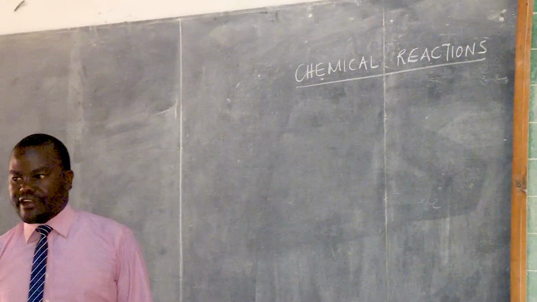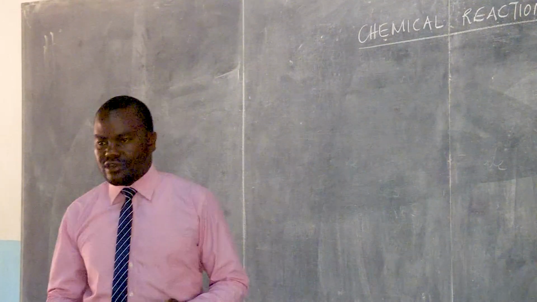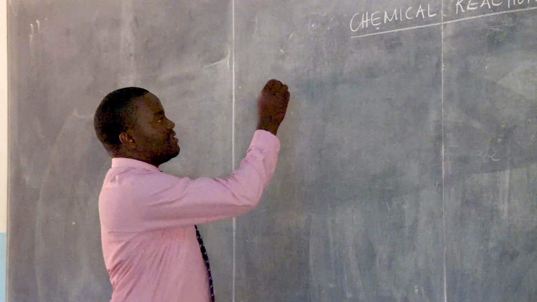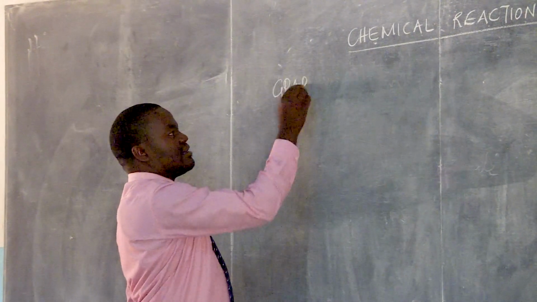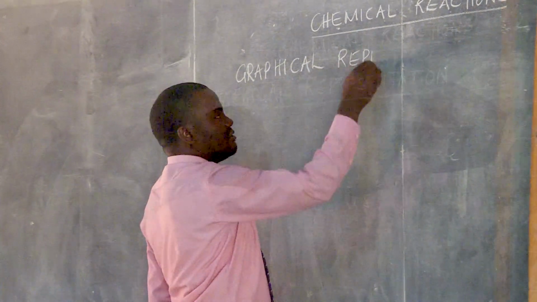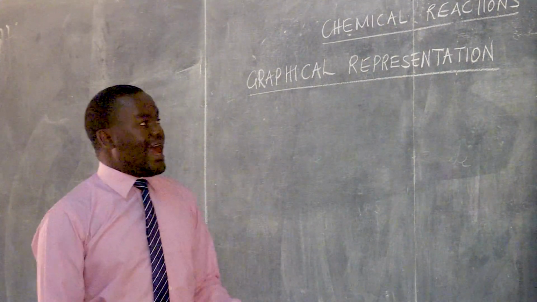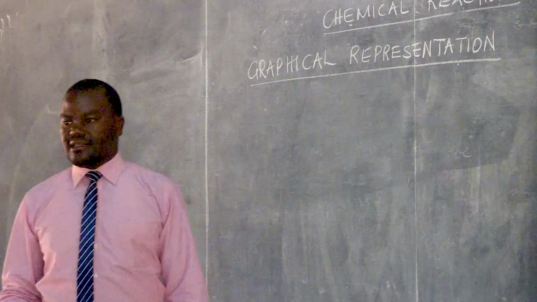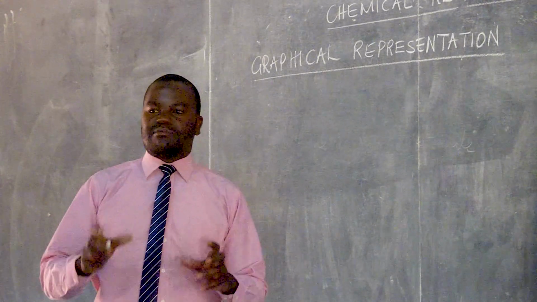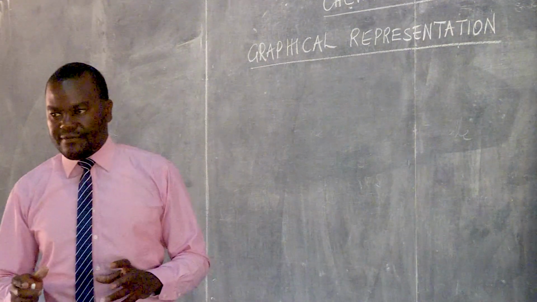So, under chemical reactions, we've looked at the factors that affect the rate of a chemical reaction. Now, in today's lesson, our focus will be on graphical representation under chemical rates. Under chemical reactions, you can be given a question based on graphing, where you may be asked to come up with a curve.